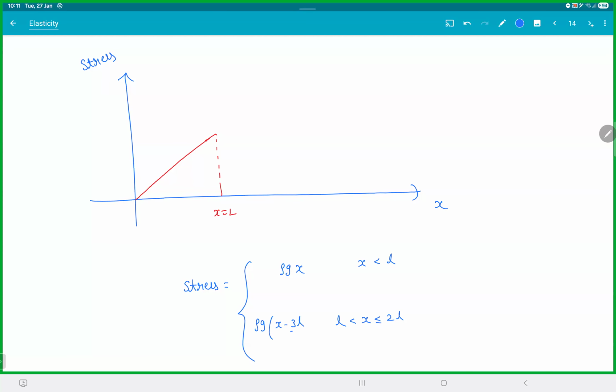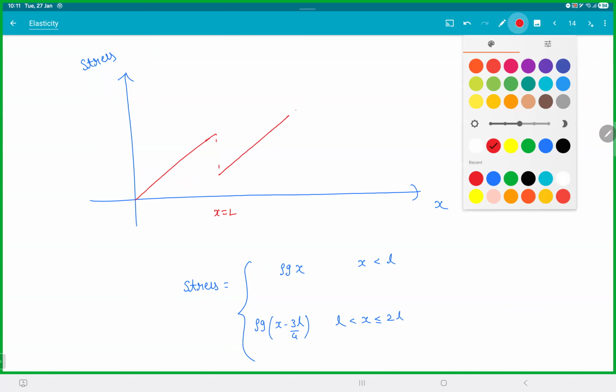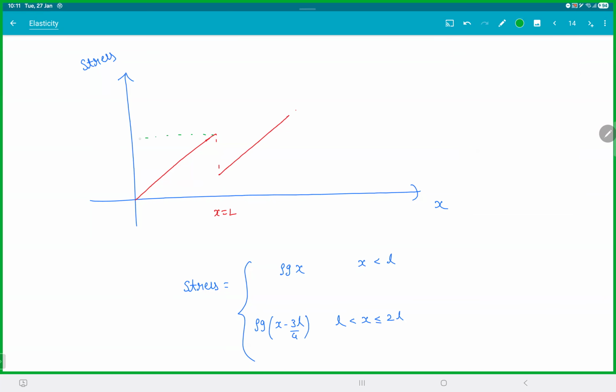Rho g times x minus 3L by 4, kind of, because suddenly the area has become 4 times now. So the graph drops and starts from here. So there is a discontinuity in the graph. This value will be rho gL and this value will be rho gL by 4. This will go until x is equal to 2L. Please check. It is just two straight lines with a discontinuity in the middle.